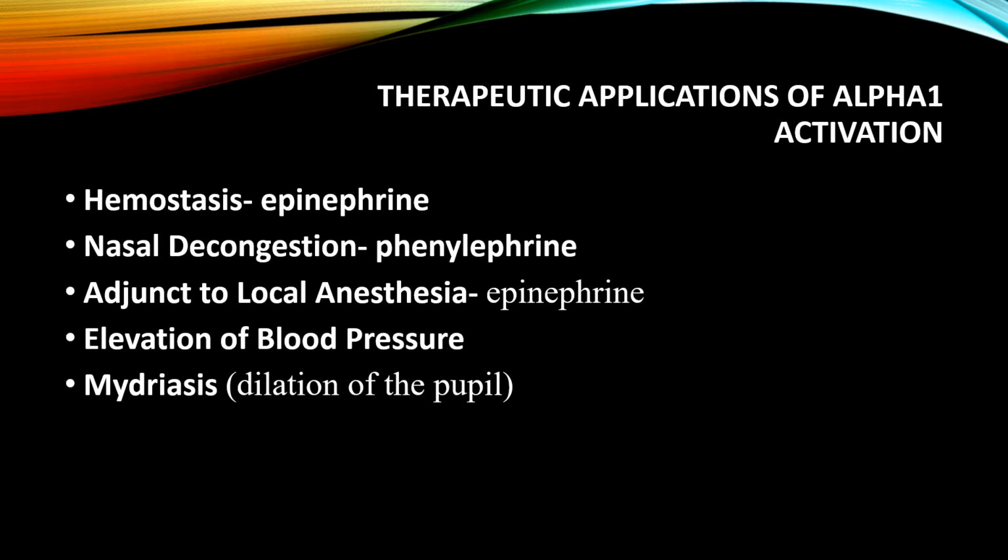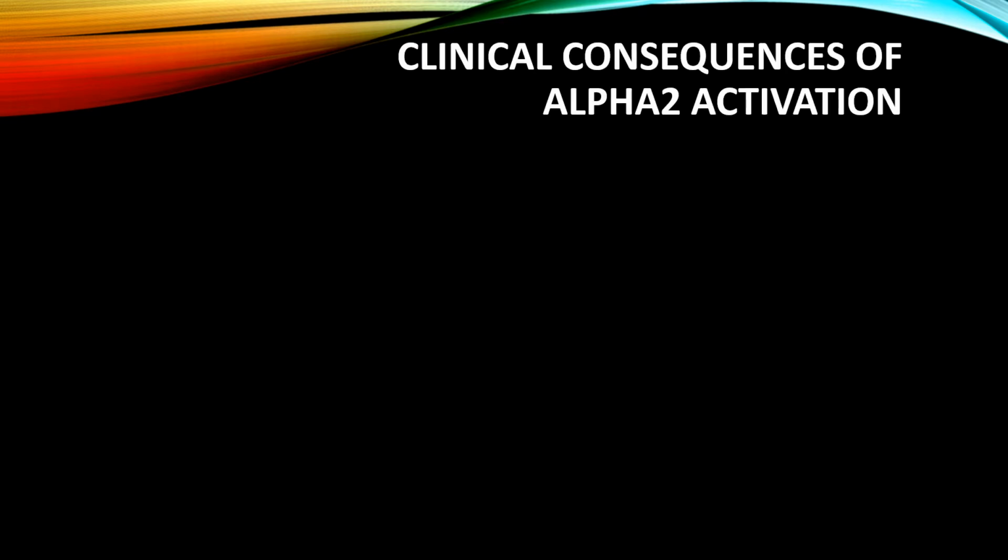Also for mydriasis or dilation of the pupil. So activation of the alpha-1 receptors on the radial muscle of the iris can cause mydriasis or dilation of the pupil. So for the clinical consequences of alpha-2 activation.